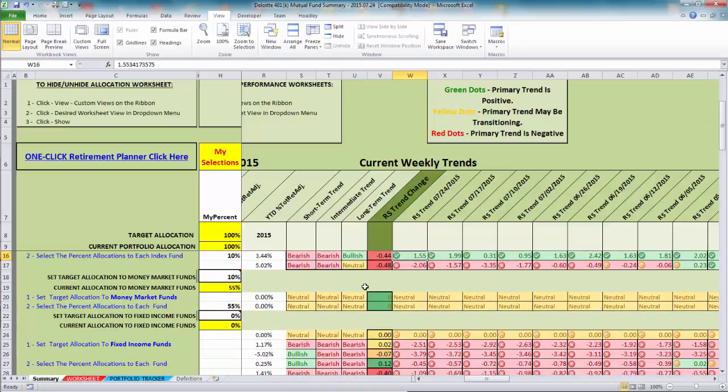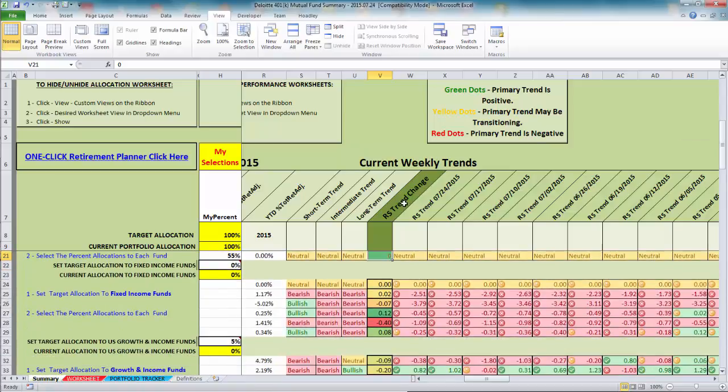As we scroll down, the money market's just meant to be a safe place to stay. And right now with the two green lights, you're seeing that that's been a relatively strong performer compared to the other funds. As we scroll down, our current allocation to fixed income is 0, and the reason for that is the amount of red that we're seeing.